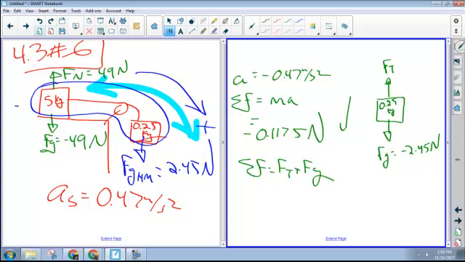So let's see. Our net force is negative 0.1175. Our tension, we don't know. Our gravity is negative 2.45. Add it, and your tension turns out to be 2.33, basically. Is that right? I did the math in my head, so still good. All right. Questions, you guys? So that was not bad, was it? It was just two forces to deal with. All right. Let's check our answer by using the 5-kilogram thing.